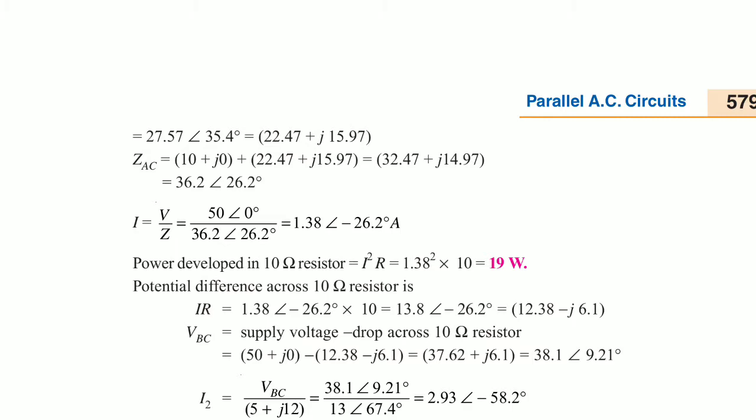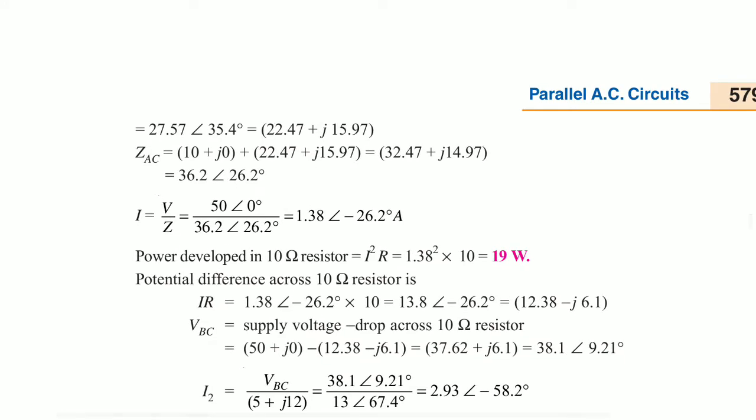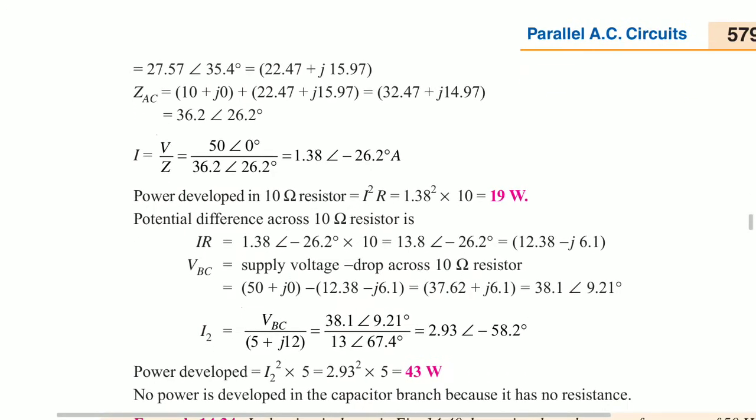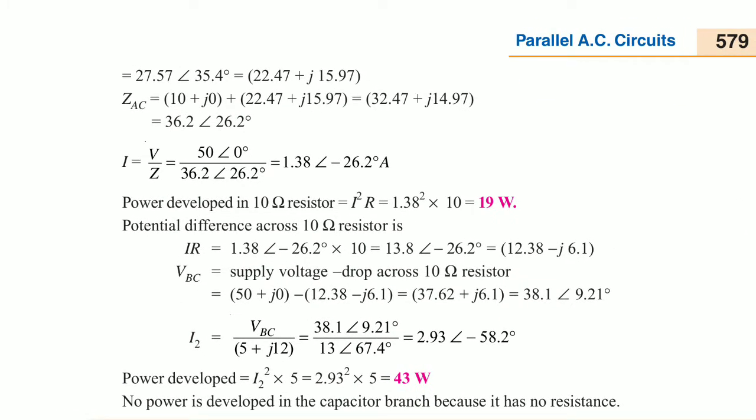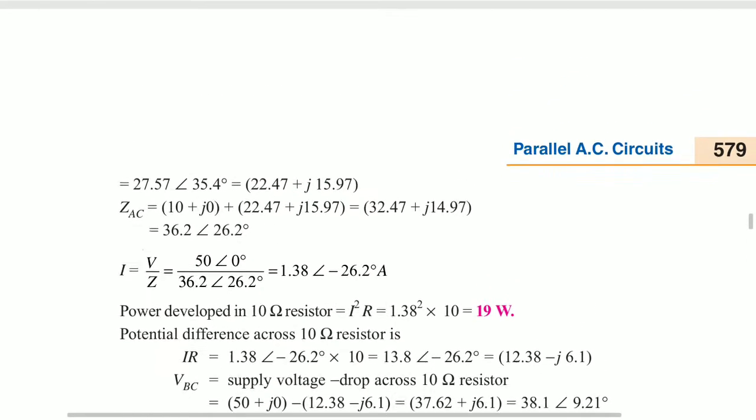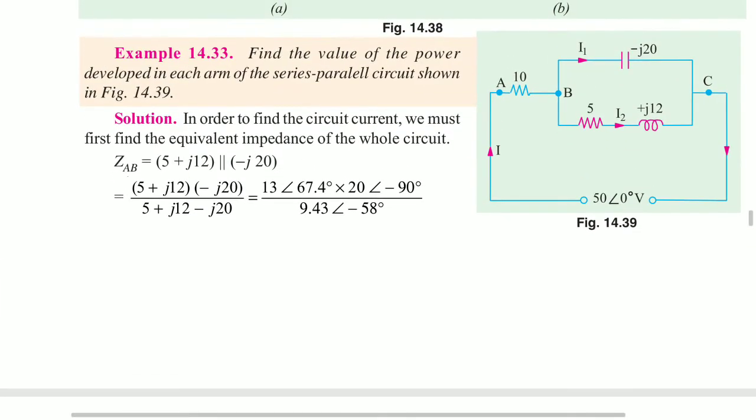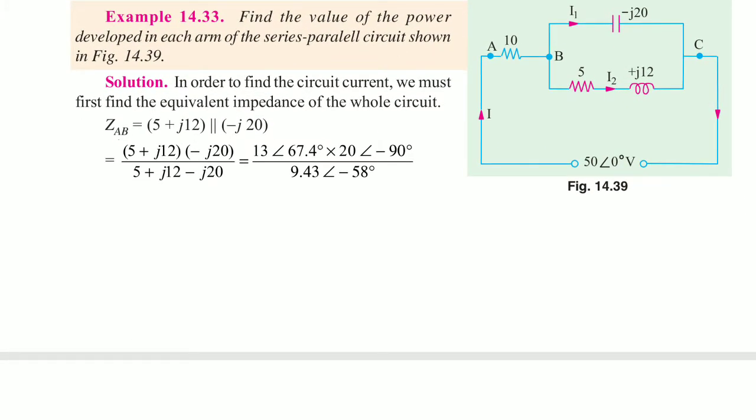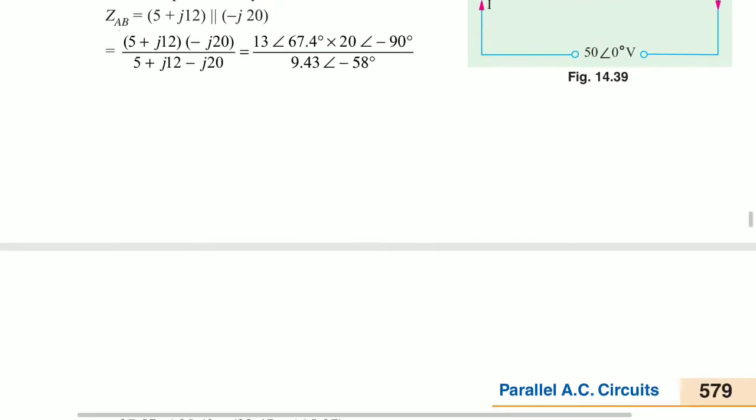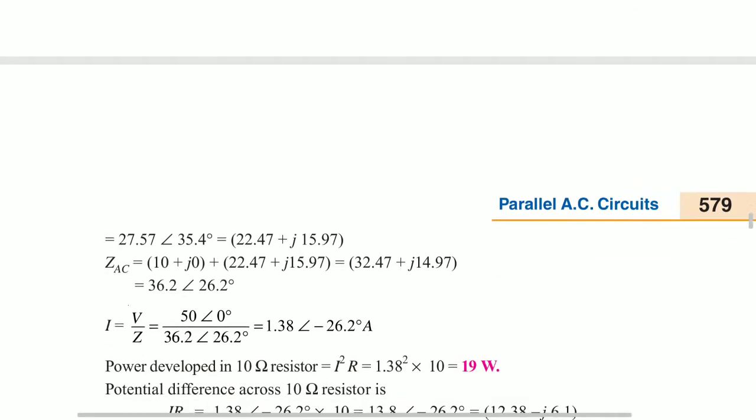So here ZAC, the resultant, in rectangular form is 32.47 plus J14.97. In polar form, that is 36.2 angle of 26.2 degrees. Now the current I is equal to V by Z. Z is the total impedance, that is ZAC, and the voltage is the applied voltage, 50 angle of 0 degrees.